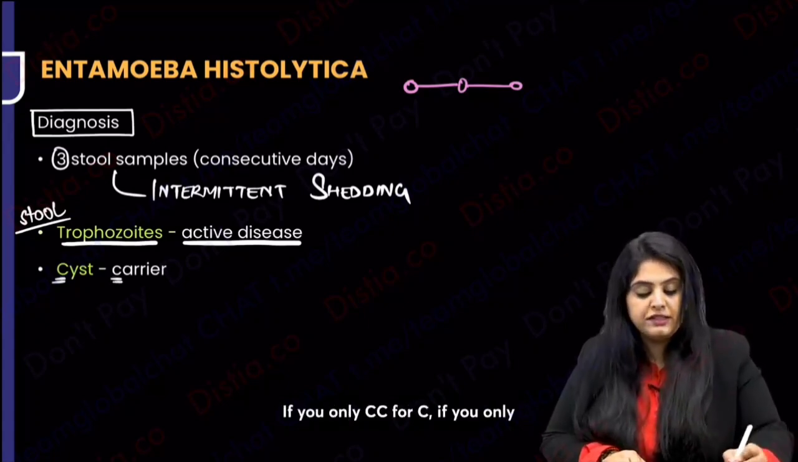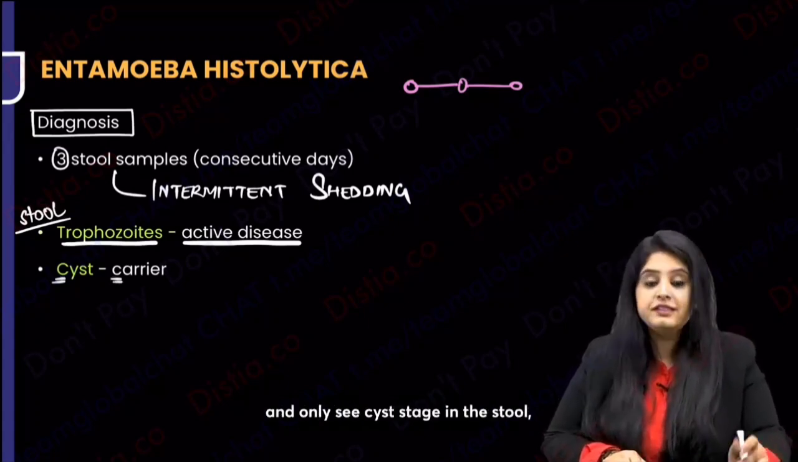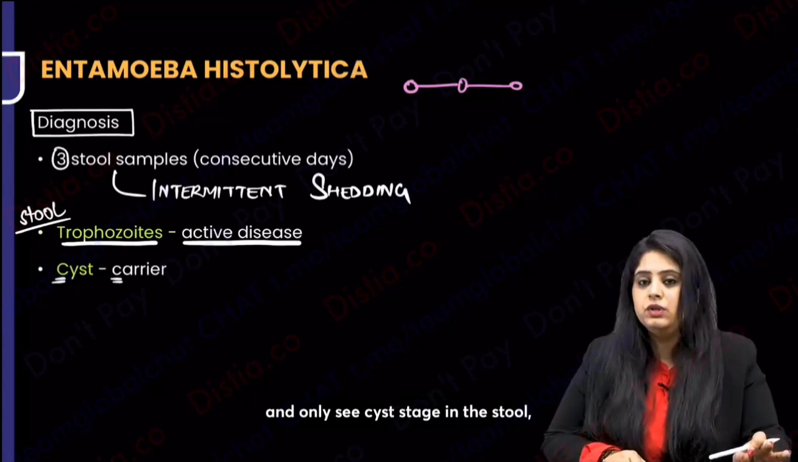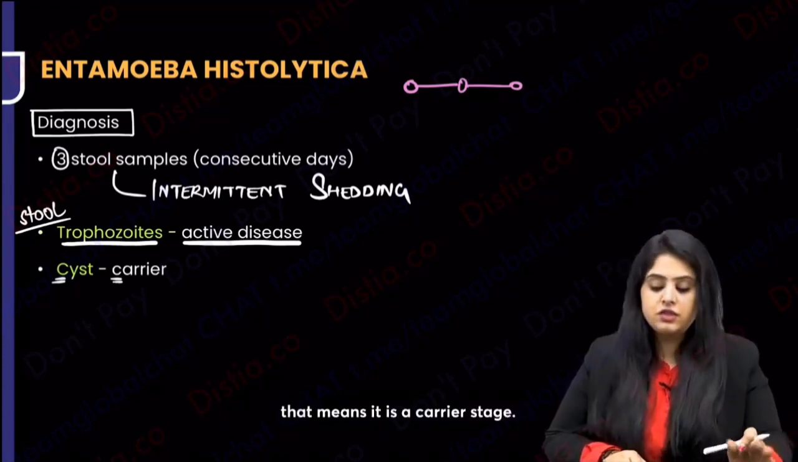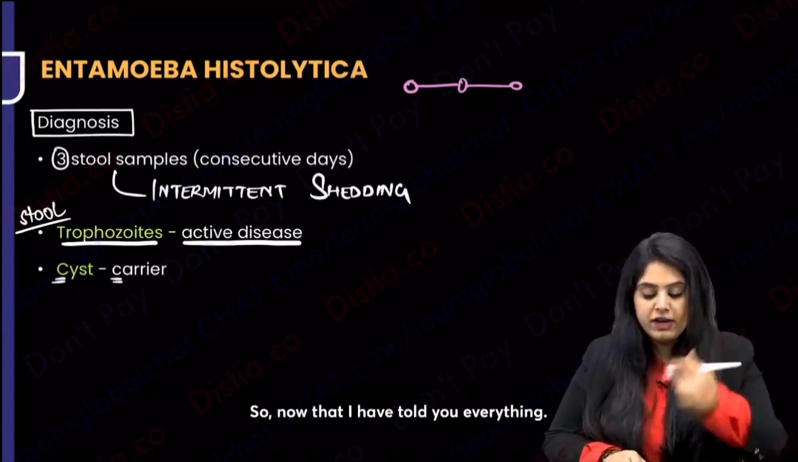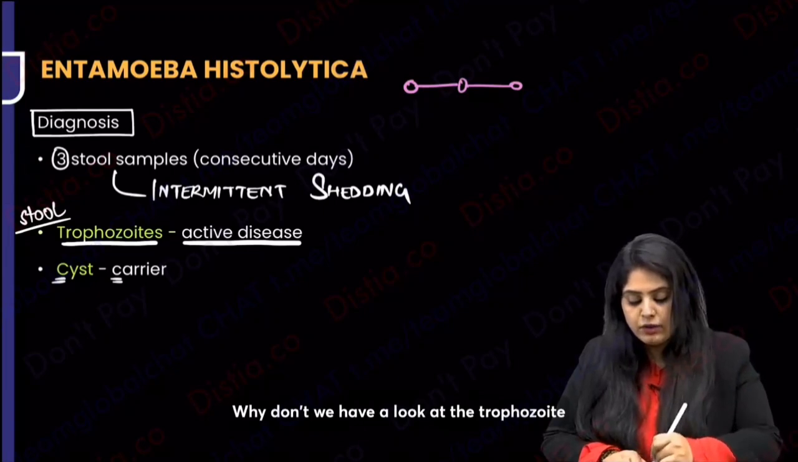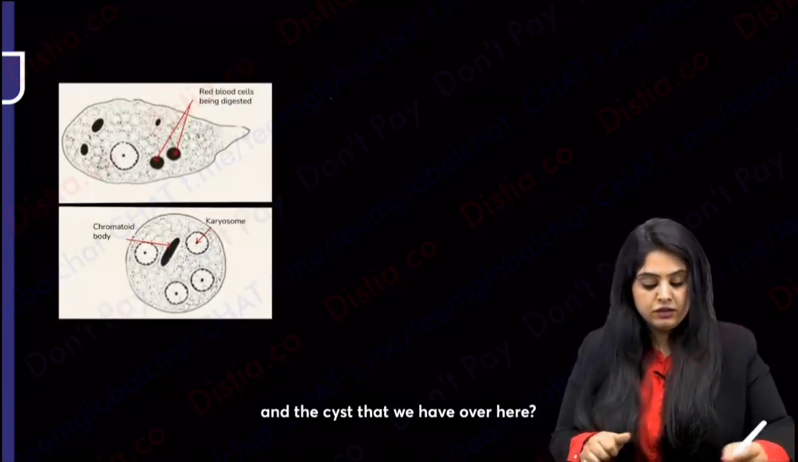If you only and only see the cyst stage in the stool, that means it is a carrier stage. So now that I've told you everything, why don't we have a look at the trophozoite and the cyst that we have over here? So here you go, guys.